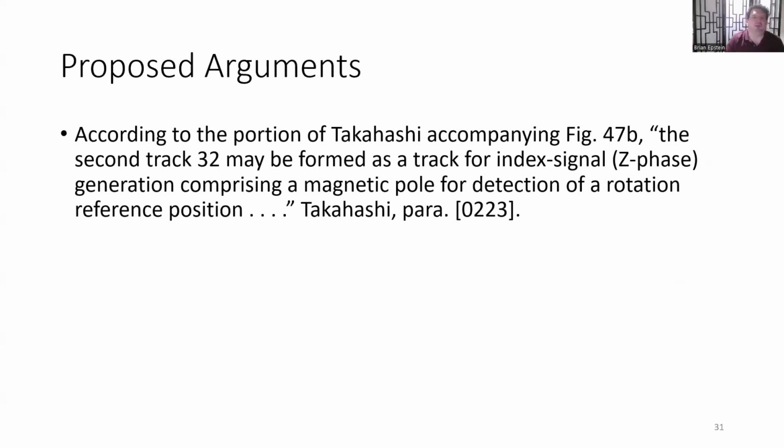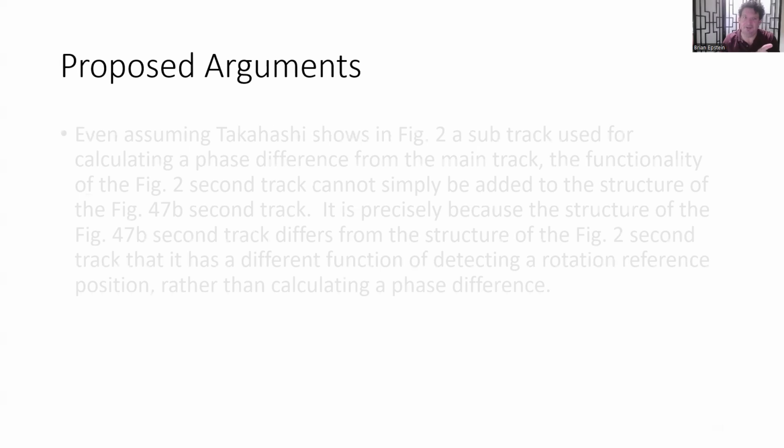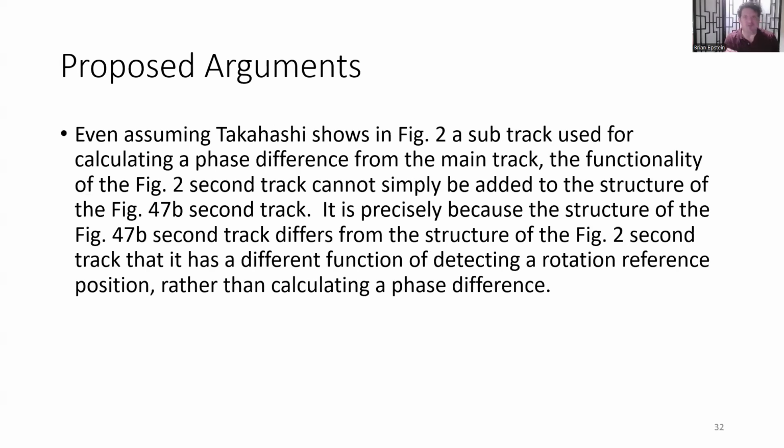So what are my proposed arguments? Well, first I would explain that according to the portion of Takahashi accompanying figure 47b, the second track 32 may be formed as a track for index signal Z-phase generation, comprising a magnetic pole for detection of a rotation reference position. Okay. It's been a year since I've looked at this. I don't really remember the technical details. I'm not going to go into it. It's not so important because this is more what we're discussing.